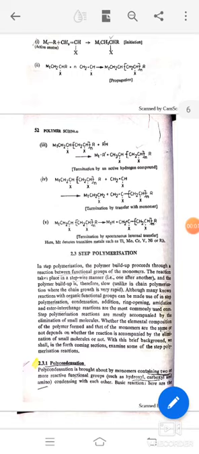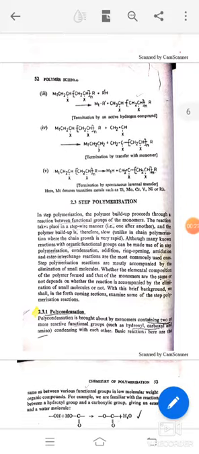We're discussing MSc Final Unit 3 Paper 7th B. We're discussing polymerization. Some days ago we discussed Ziegler-Natta catalysis. Now we discuss step polymerization.